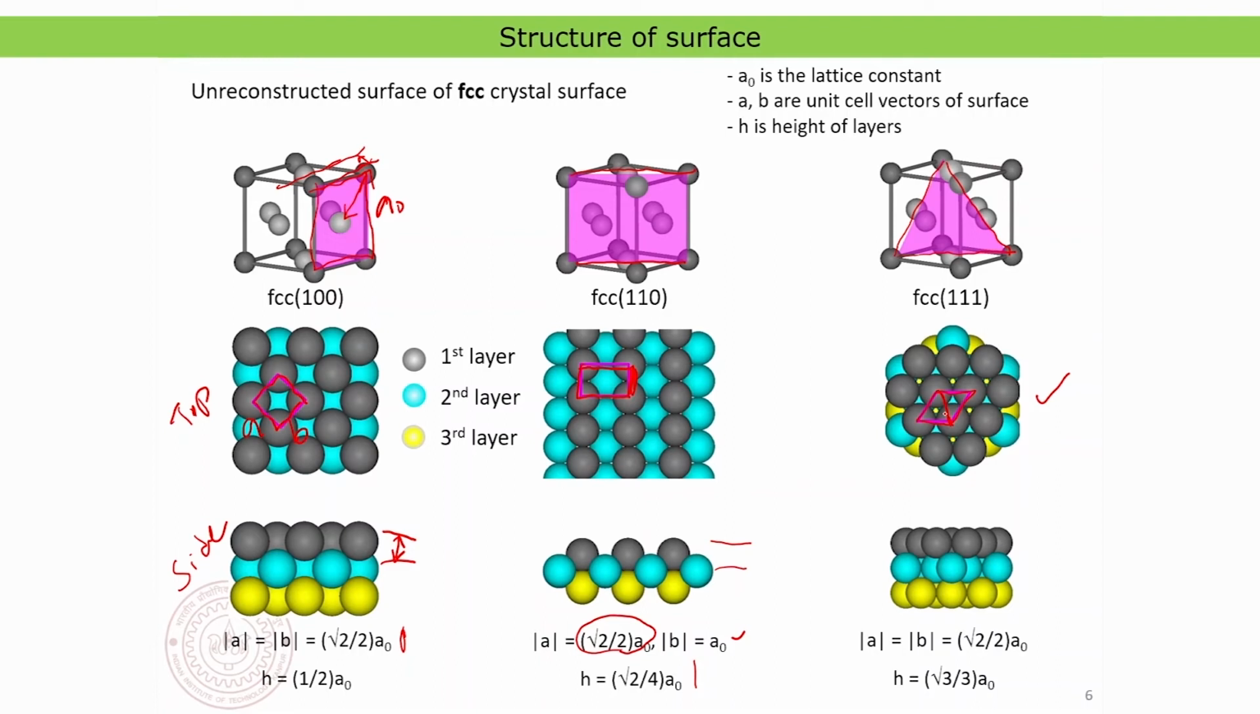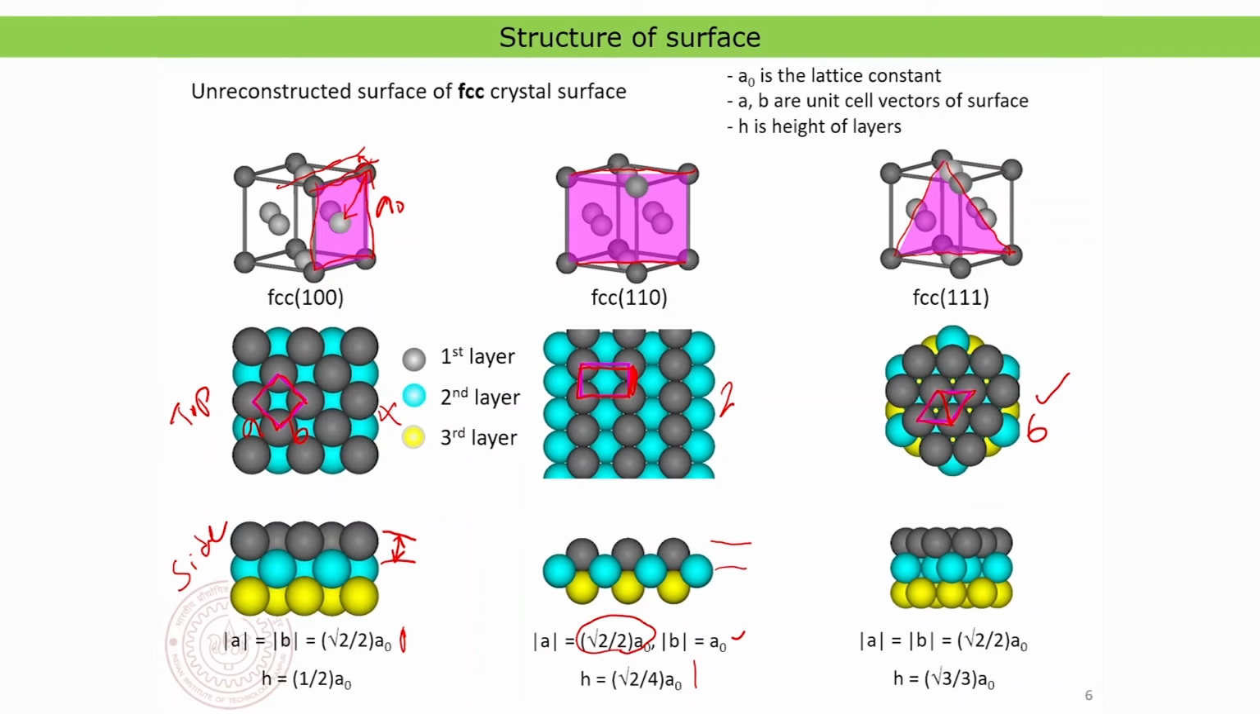Not a hexagonal packing, but a hexagonal arrangement of the atoms. So now you see, by comparing, that the FCC 100 is actually a four-fold symmetric surface, FCC 110 is actually a two-fold symmetric surface, and FCC 111 is actually a six-fold symmetric surface. So that is basically the difference from creating the surfaces through different planes.